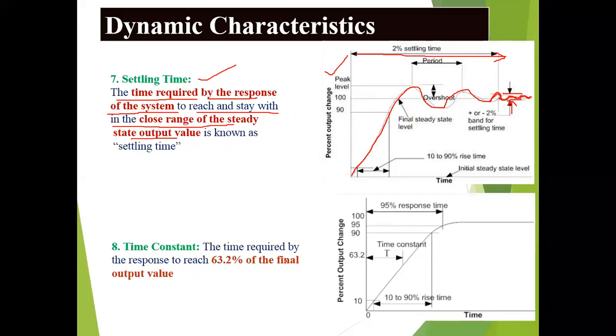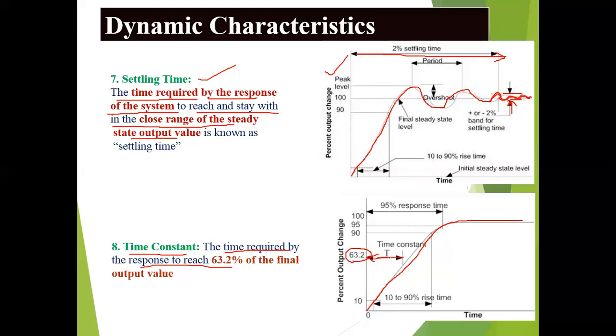Next, coming to time constant. The time required by the response to reach 63.2% of the final value. See here, this is the response I got, but time constant is nothing but the time taken to reach 63.2% of the final value. This is the position where it is 63.2%.